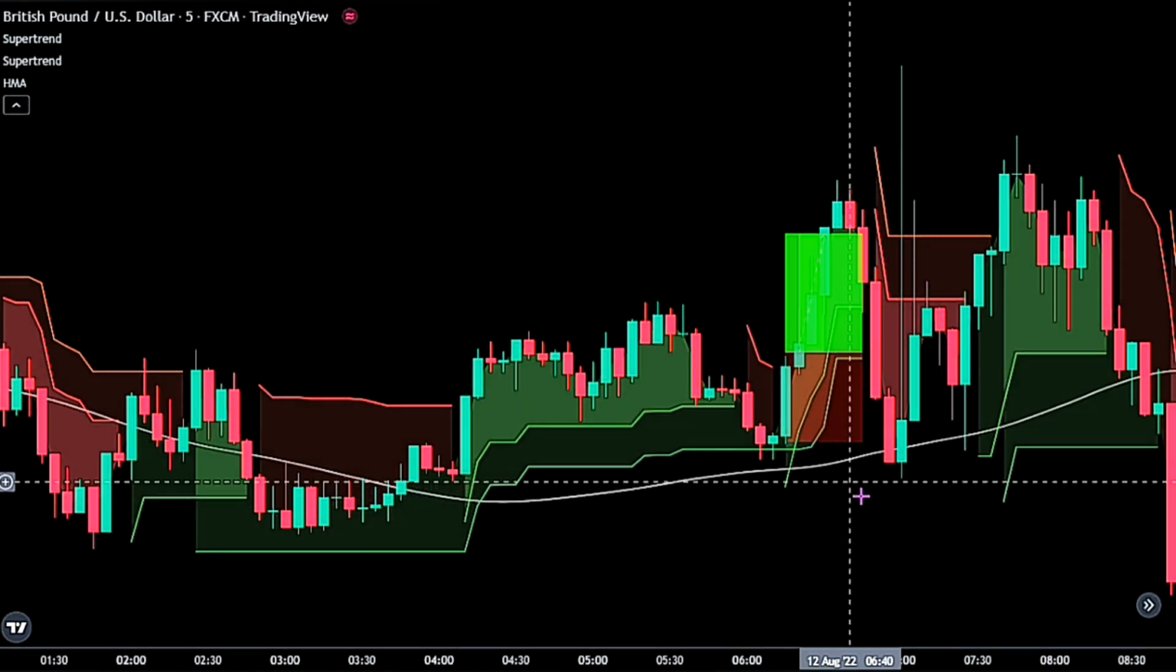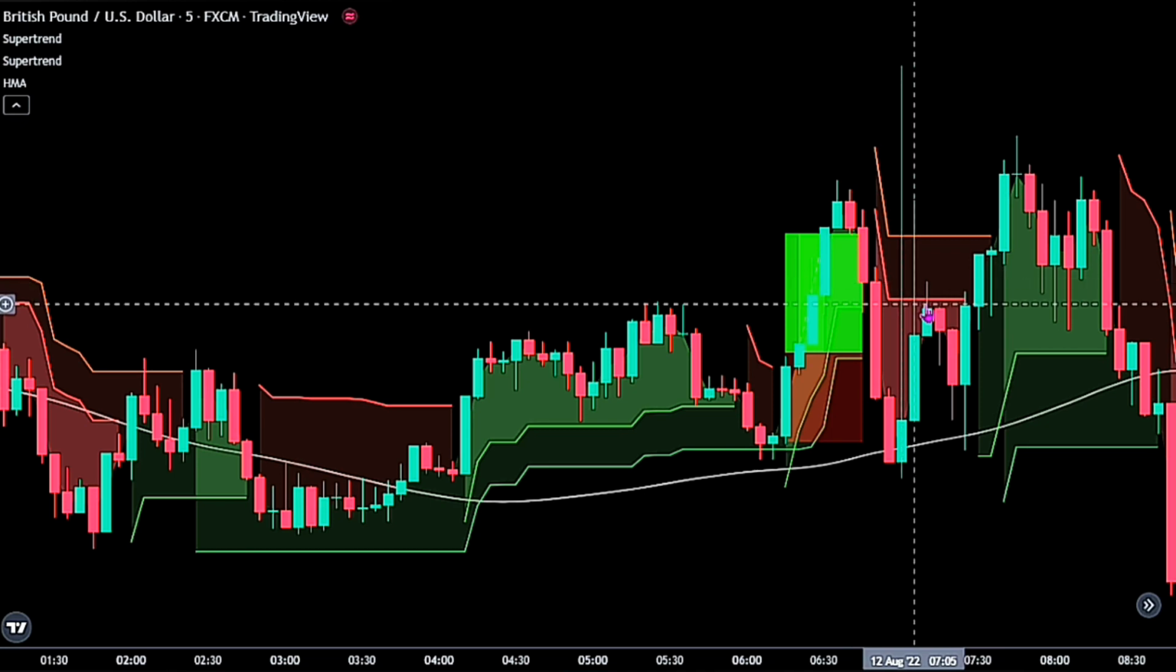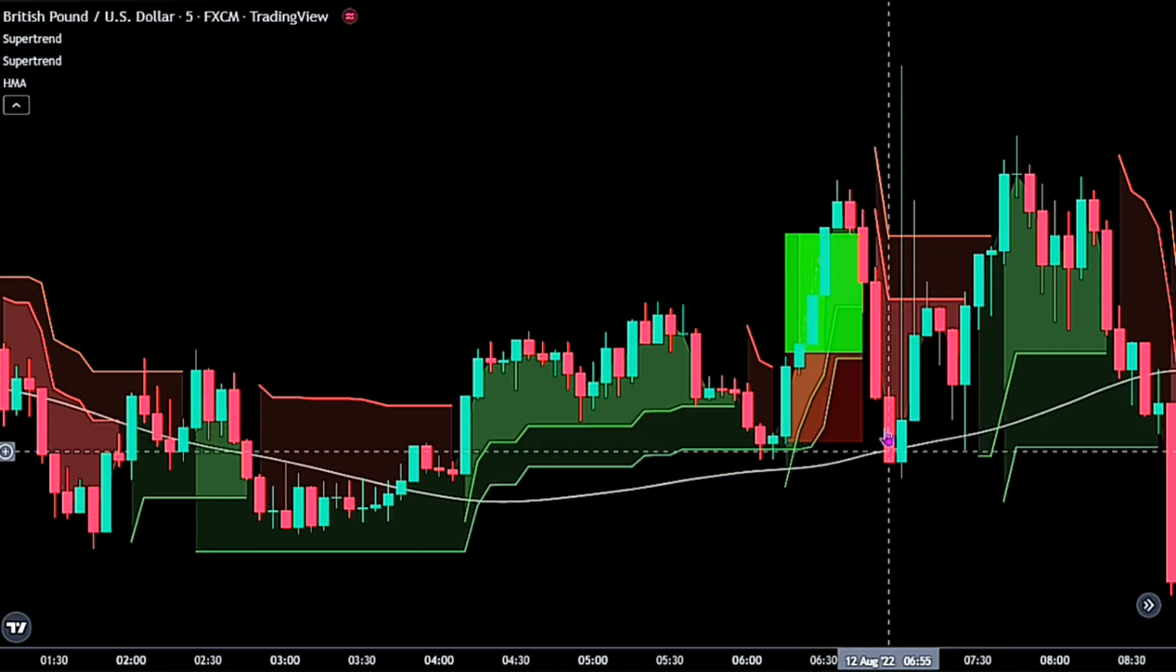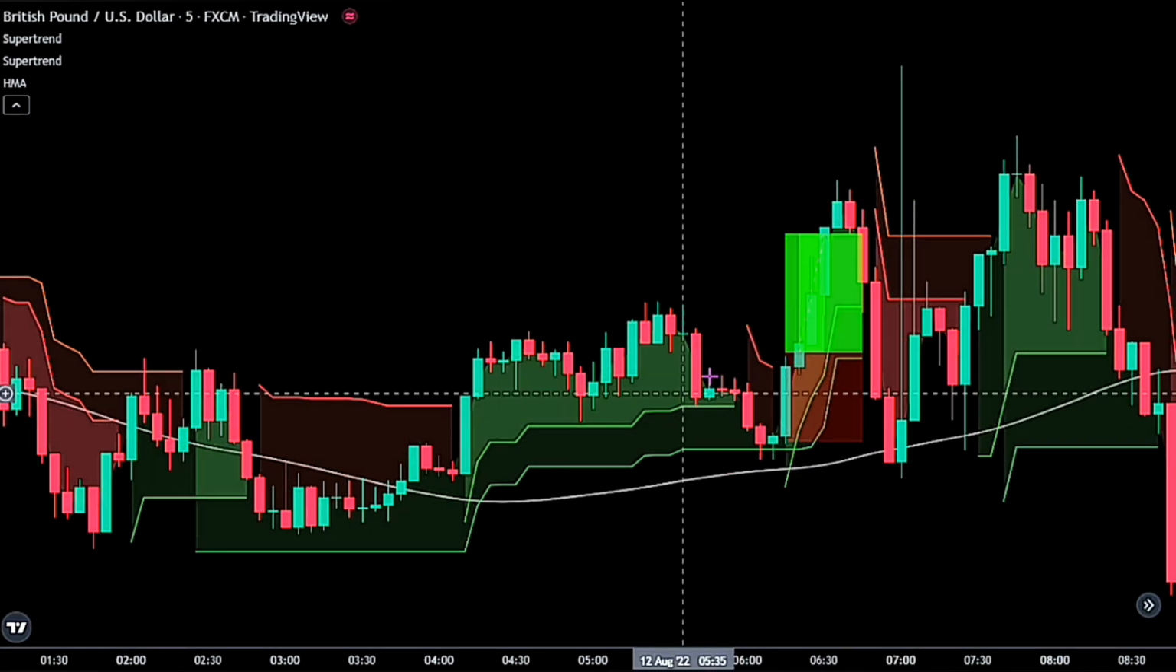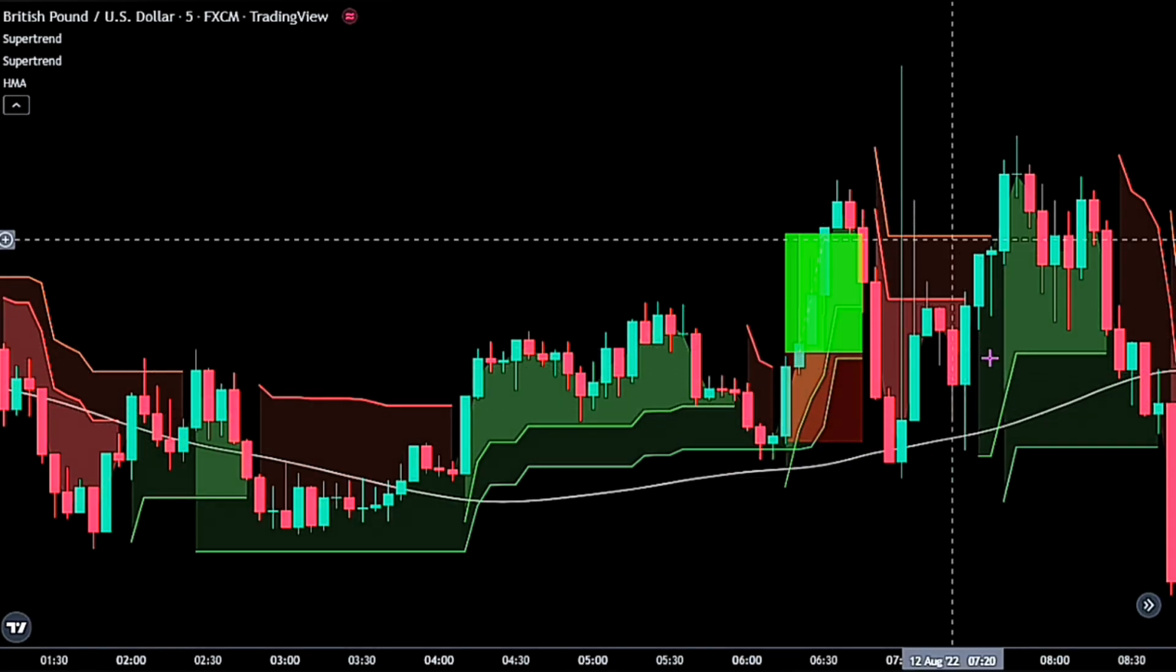Please note that when the 2nd Super Trend changes to red, and price is above the Hull moving average, as we see here, we would not take the trade, as it goes against our trading rules. We would wait till our trading setup forms again before we enter trades.